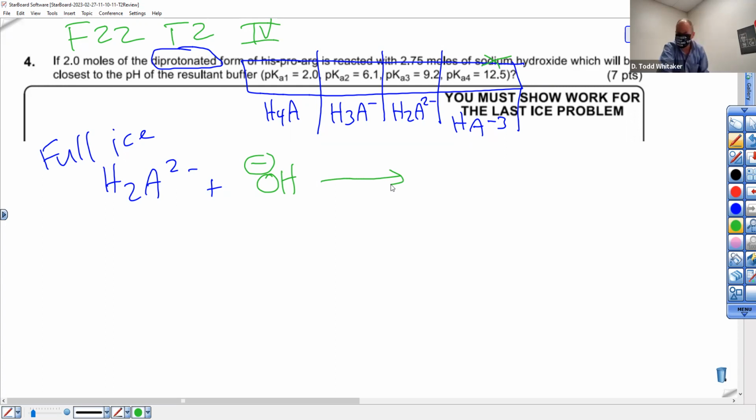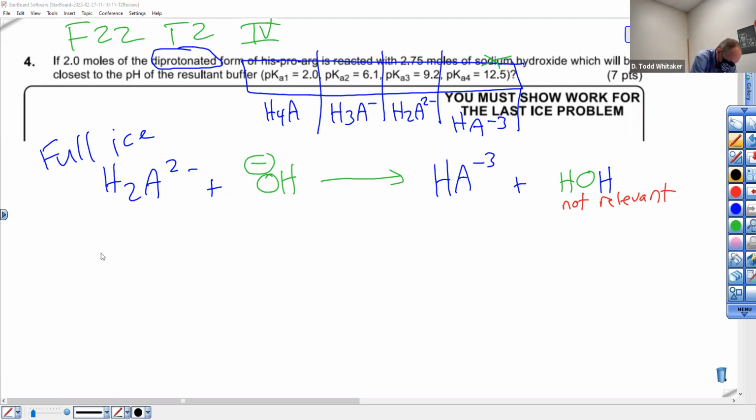What happens to H2A2 minus when you treat it with a base? What does it become? It loses 1 hydrogen at a time, right? And it becomes HA3 minus, or minus 3. And I also made water, but I don't care, do I? I'll write it, but who cares? Not relevant. I mean, it's made. Numbers for my ICE here.